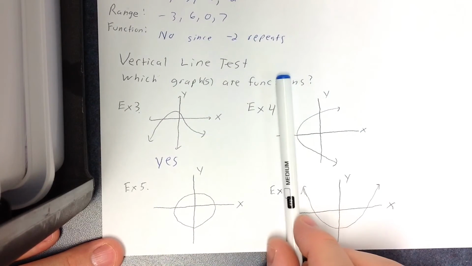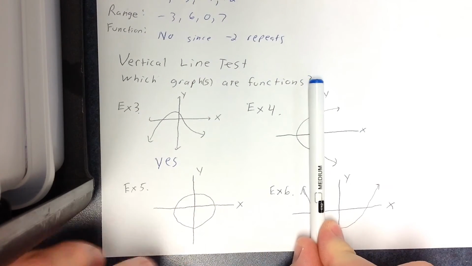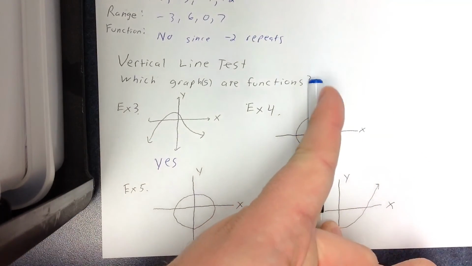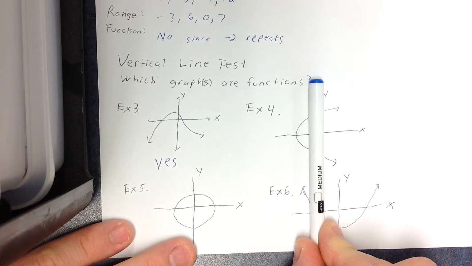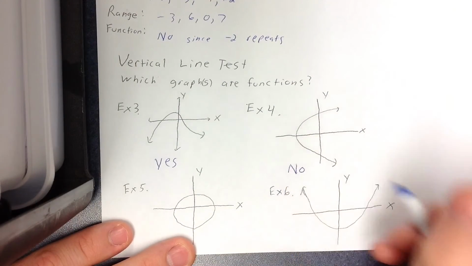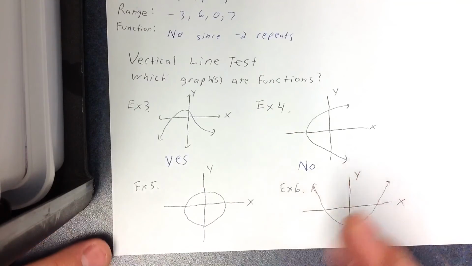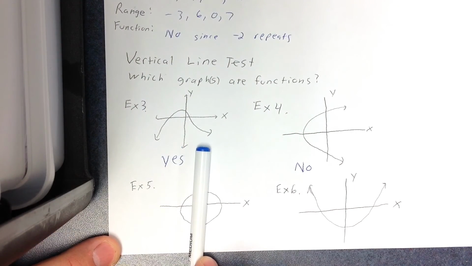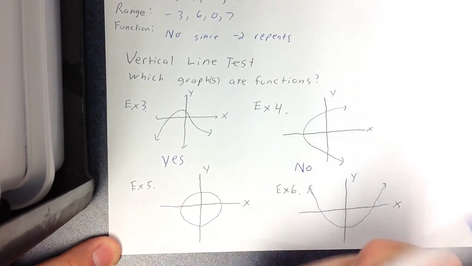If we look at example 4, if I move it, see how the graph's hitting the vertical line here and here. So it's hitting the graph twice. If it hits the graph twice or more, it's not a function. Same thing down here on example 5. The pencil is hitting the graph twice, so it's not a function.